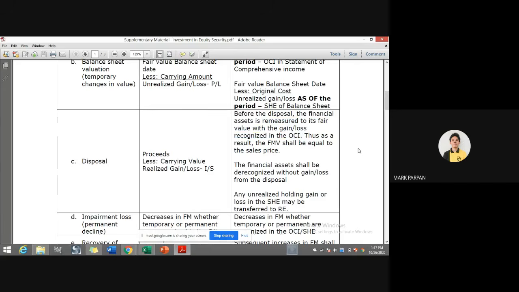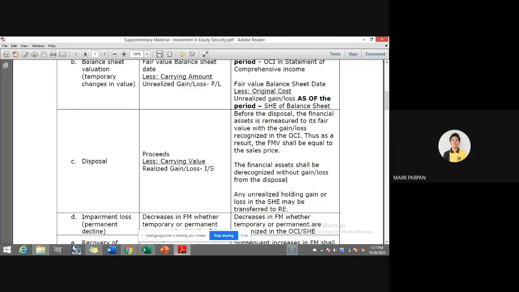So what you will do first is remeasure its carrying amount to its fair value, or to its price. After you remeasure it to the price, the fair market value will be equal to the sales price. After you remeasure it, we sell it without any gain or loss from disposal.